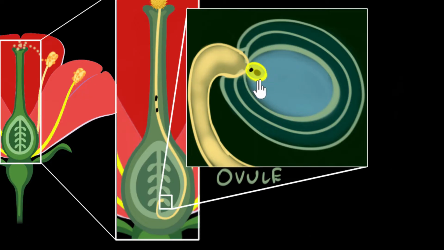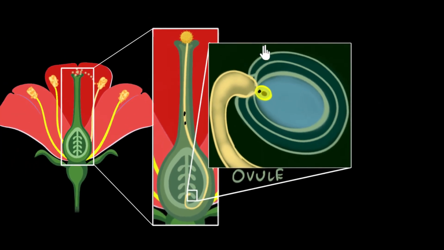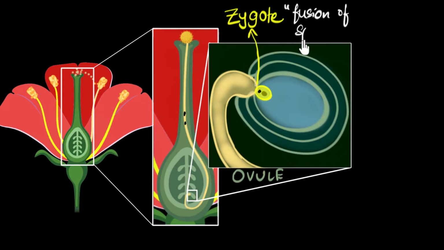We will only consider the fusion of the sperm cell with the egg cell. When that fusion happens, we now get a new cell. This new cell, which is basically the fusion of the two, we call the zygote. So what exactly is a zygote? Zygote is the fusion of sperm and the egg. Great, we now have a zygote.